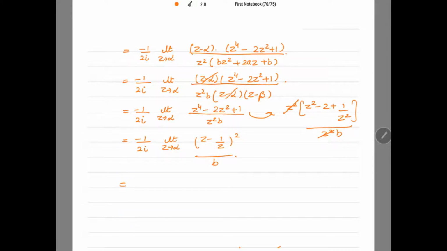Now put the value for z tends to alpha. Minus 1 over 2 iota. This is alpha minus 1 over alpha whole square over b. Alright, z minus beta is also there. I'm very sorry. Alpha minus beta.